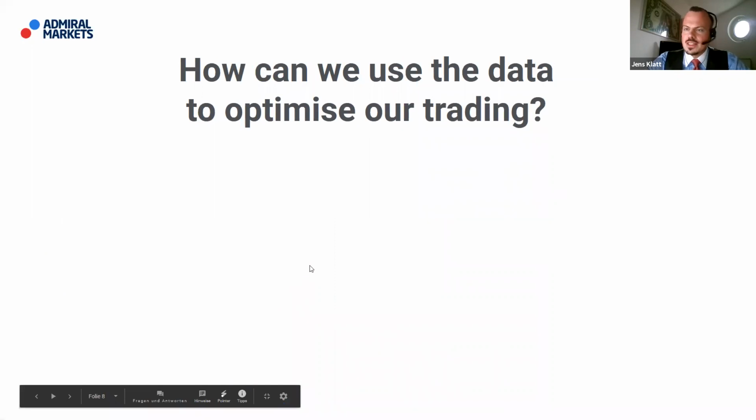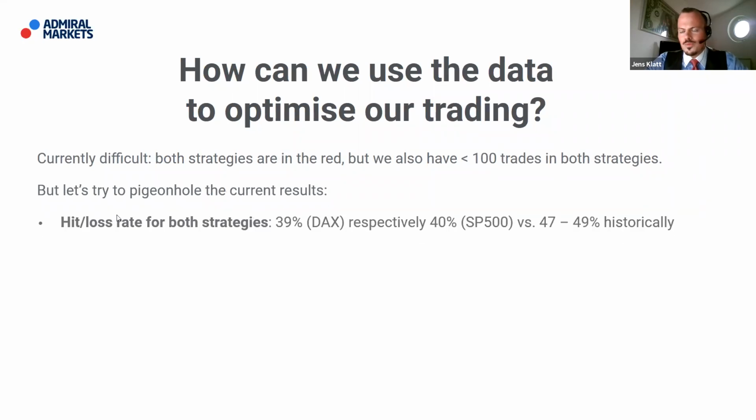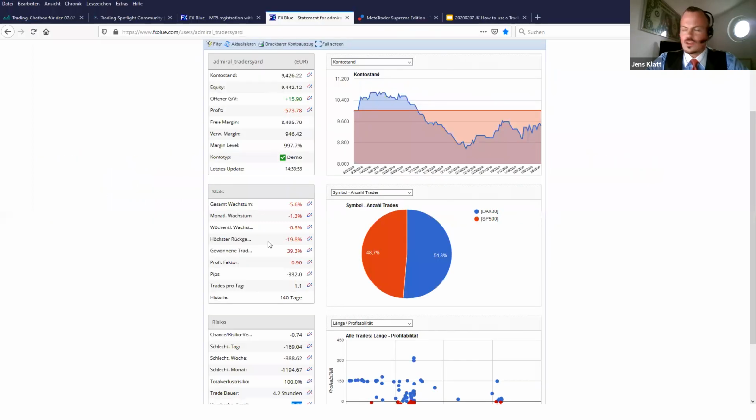So now the question is, how can we use these numbers to optimize our trading? Currently this is difficult because both strategies are in the red, and this is a number I should have updated too. We have below 200 trades in this case now. But let's try to pigeonhole the current results here. Something very interesting becomes obvious because I told you we are looking at two strategies. We are trading the DAX and we're trading the S&P. So what we have here is a mixed result of both strategies being traded.